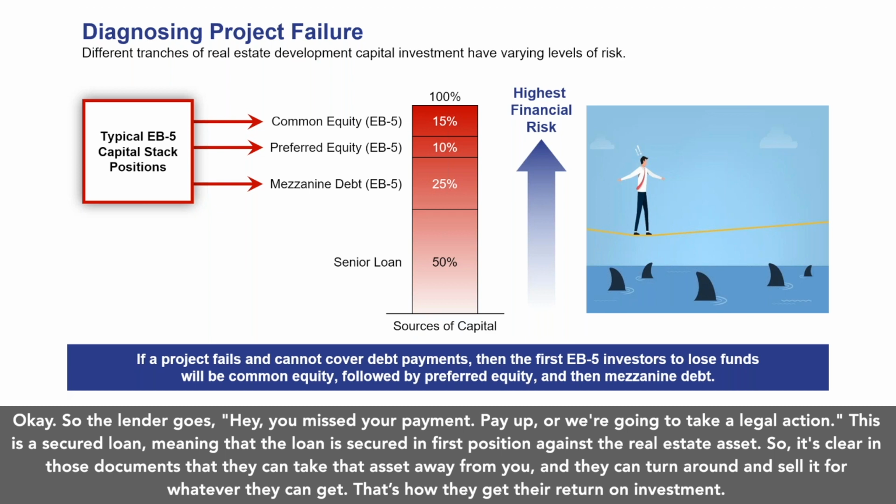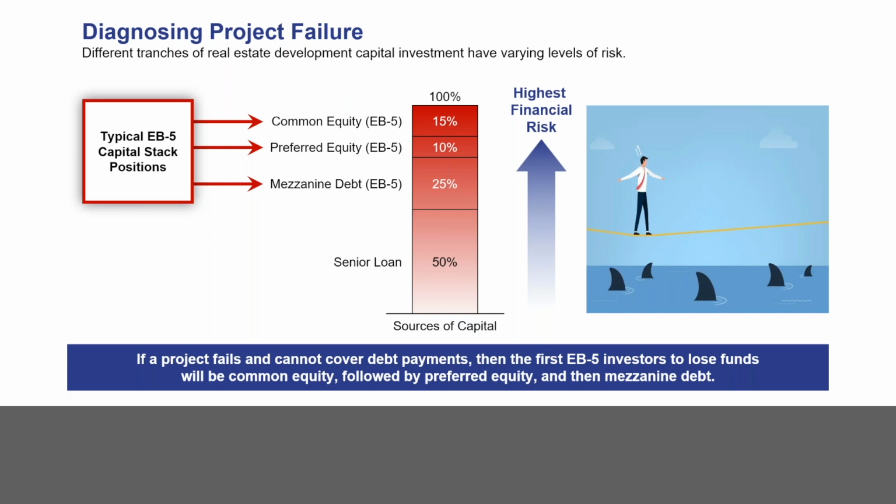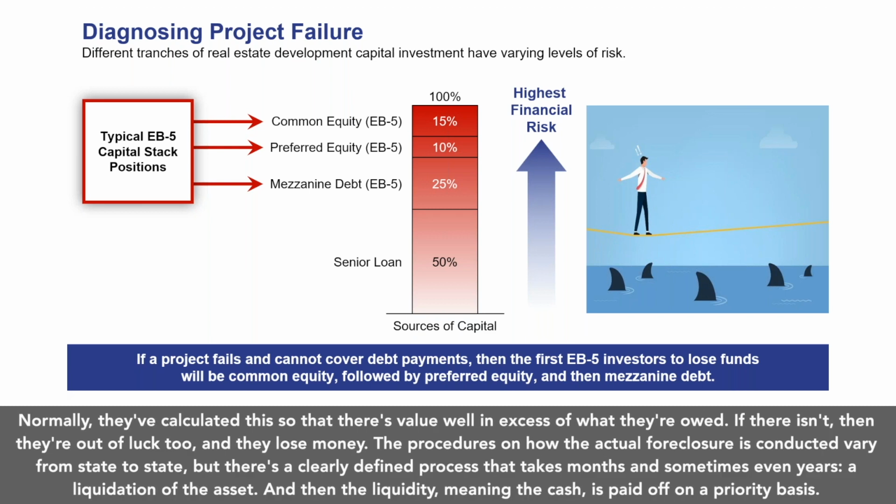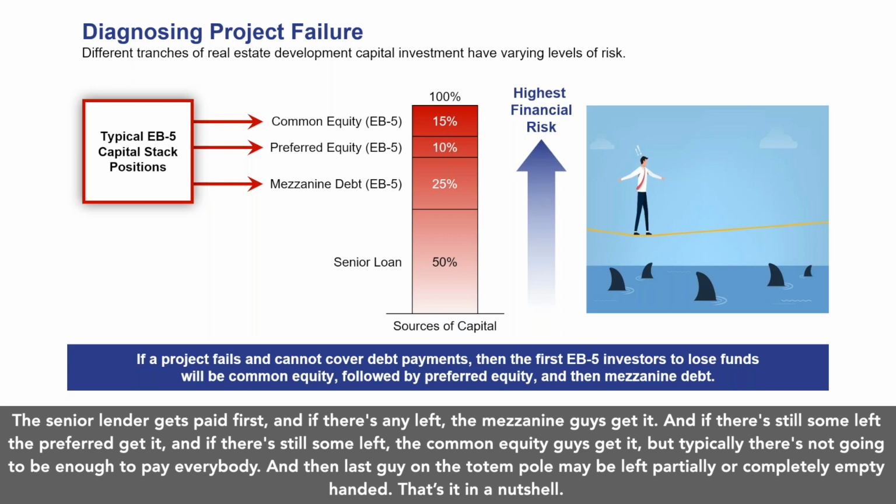And that's how they get their return on investment. Normally they've calculated this so that there's value well in excess of what they're owed. If there isn't, then they're out of luck too, and they lose money. The procedures for how the actual foreclosure is conducted vary from state to state, but there's a clear, defined process that takes months and sometimes even years. It's a liquidation of the asset, and then the liquidity, meaning the cash, is paid off on a priority basis. The senior lender gets paid first, and if there's any left, the mezzanine guys get it, and if there's still some left, preferred get it, and if there's still some left, the common equity guys get it.